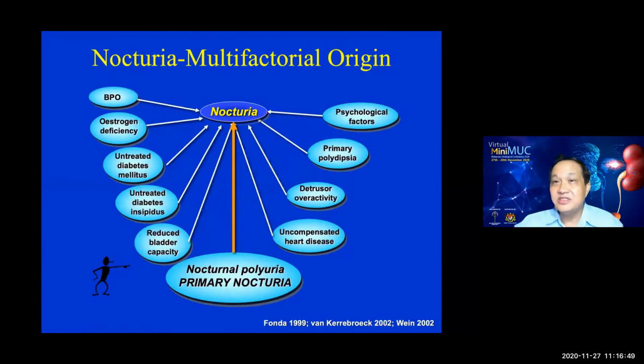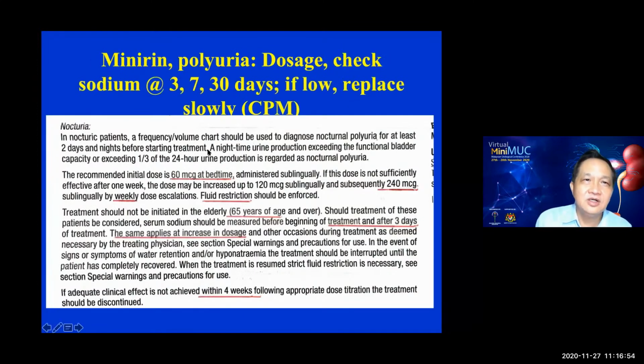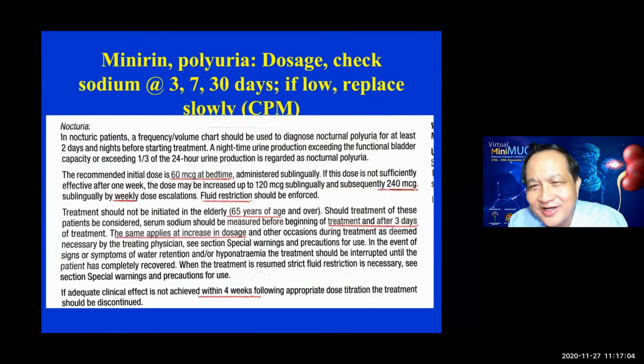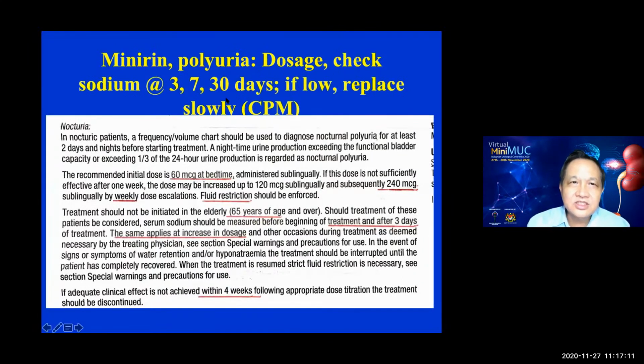That means there is a window of opportunity to give them desmopressin. Okay? Or the trade name is called Minirin. So just throw them a tablet of Minirin, they stop urine production at night. Good sleep. But unfortunately, it's not so simple. Okay? Not so simple.